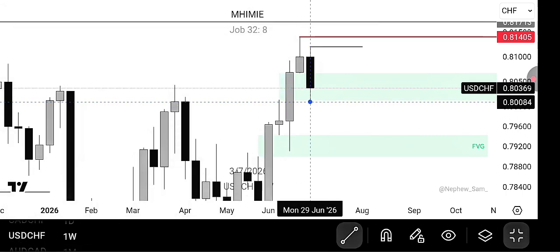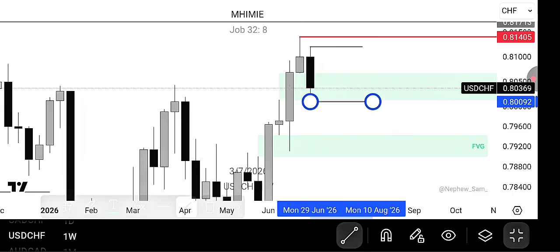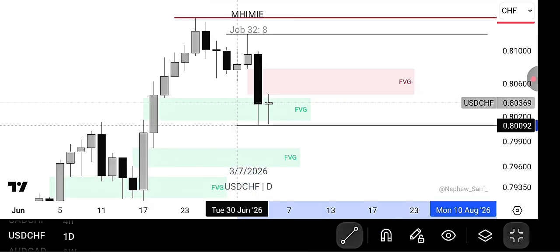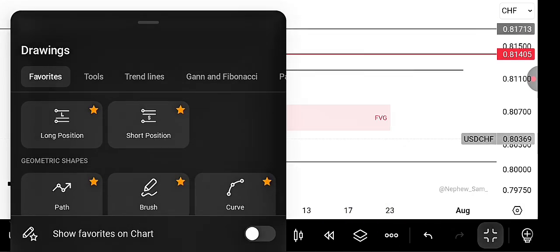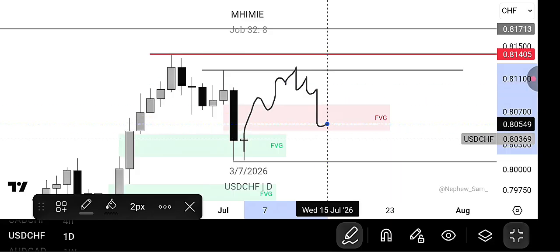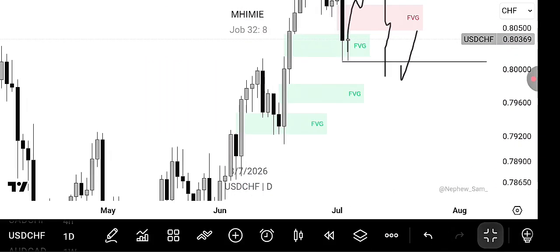So this will be my first target, judging structure wise. Judging the daily time frame, I expect a buy up. This is not an order block but a supply zone. So take out this one, and I'm just going to hold something small.